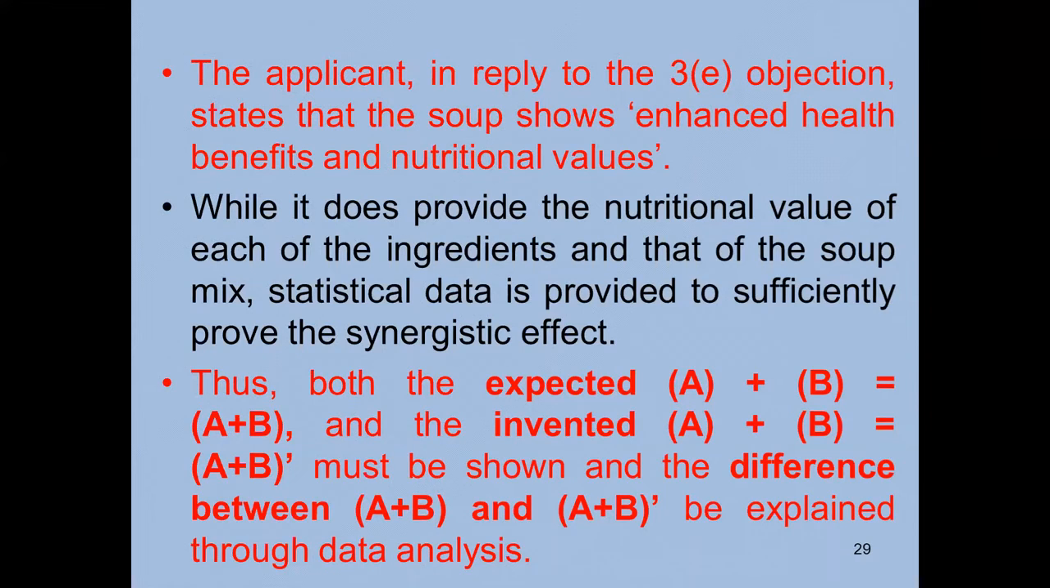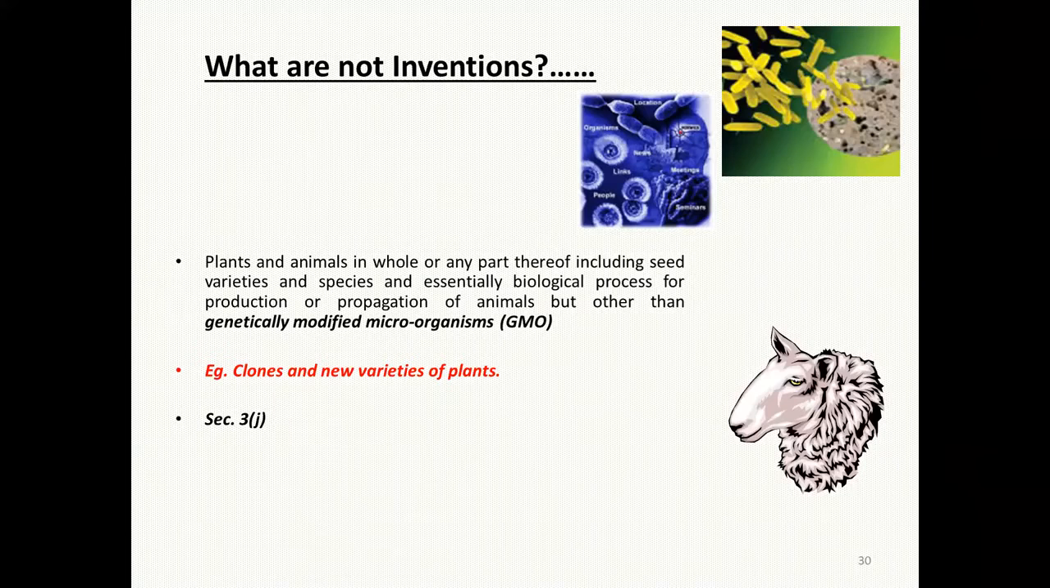Fine. And plants and animals, they are not given a patent. They are all living beings. So living beings cannot be given a patent under section 3J. But there was one exception to this case. Genetically modified microorganisms. Microorganisms, though living animals, if it is a genetically modified microorganism, then they are given a patent.